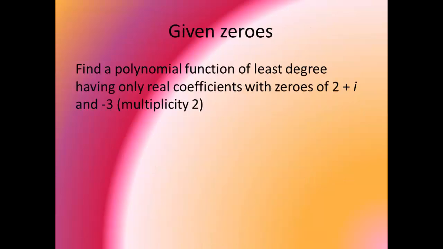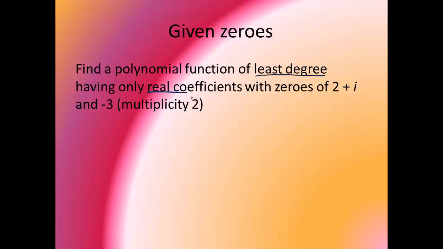So the second type of problem, they'll say find a polynomial function of least degree having only real coefficients, and then they'll give you zeros. They won't give you a specific point, which means we don't have to worry about that a value controlling a specific point. Couple things going on here. First of all, least degree, which means you don't have to worry about multiplicity unless they ask about it.